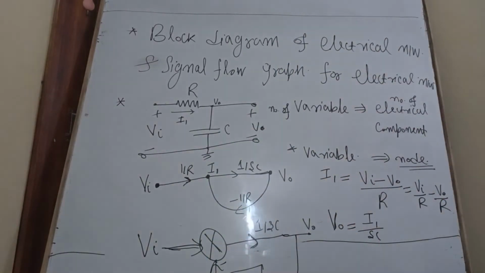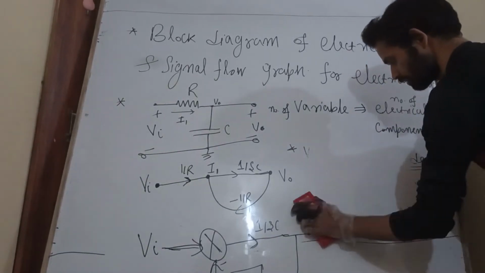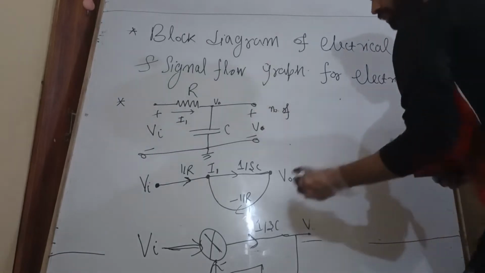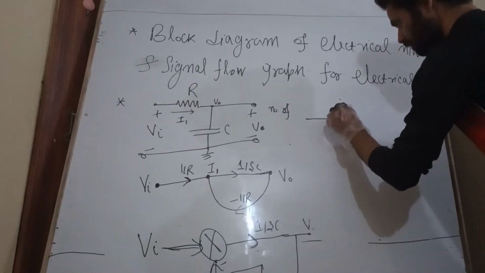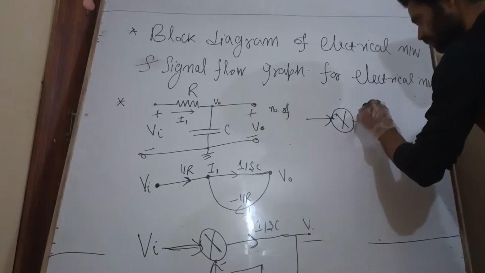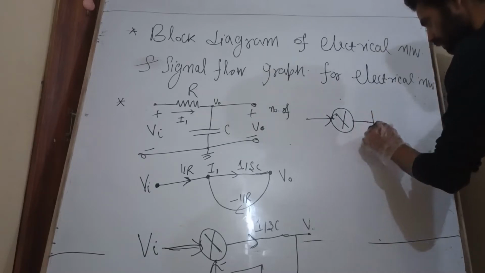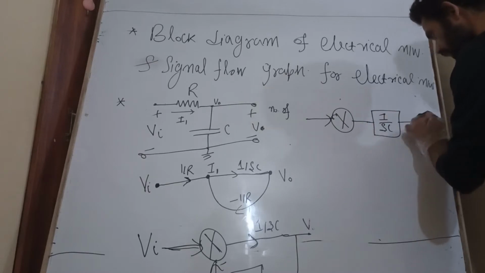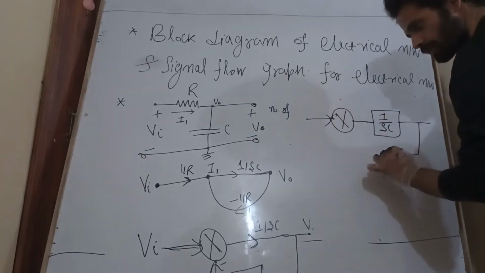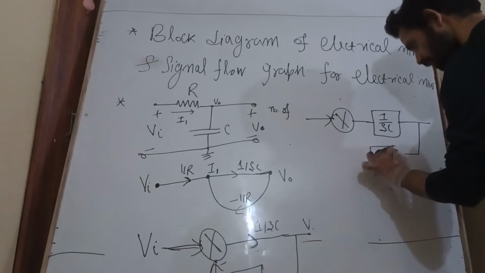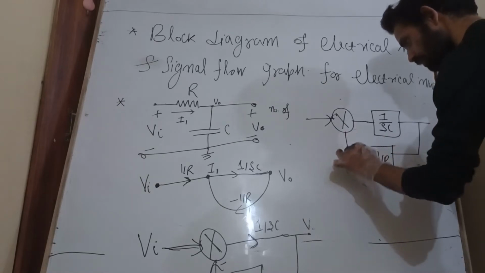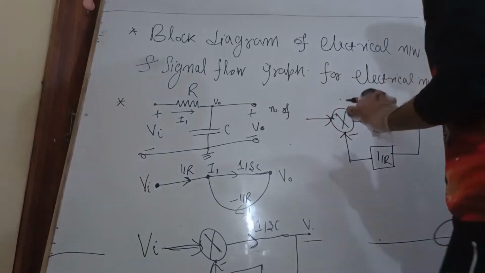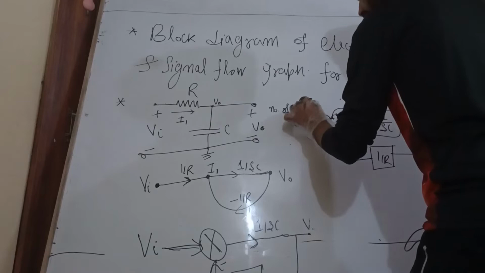Okay, so I want to represent this above, since it is not visible down below. See here, this is my block diagram. This is the summer, and this is my block of 1 by SC, and this is my feedback. Feedback gain is how much? 1 by R, and this is my negative feedback, and this is my V0. Yes, and this is my Vi.